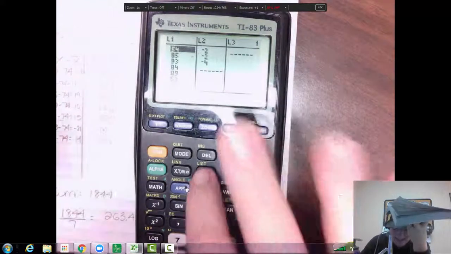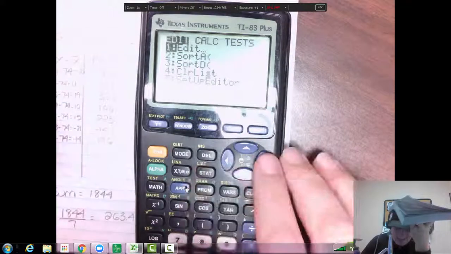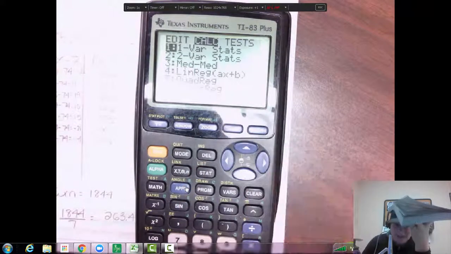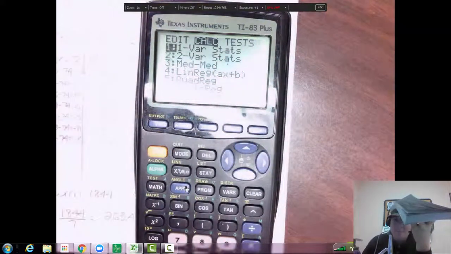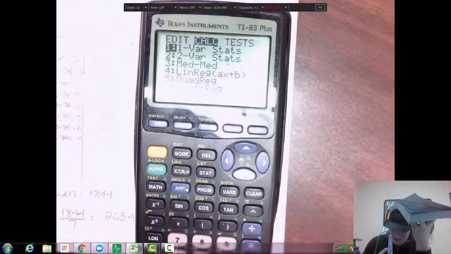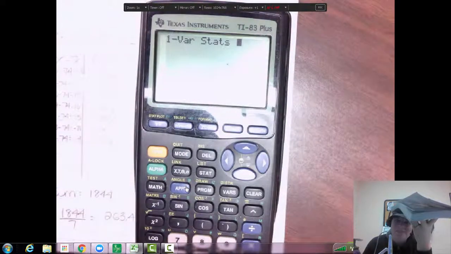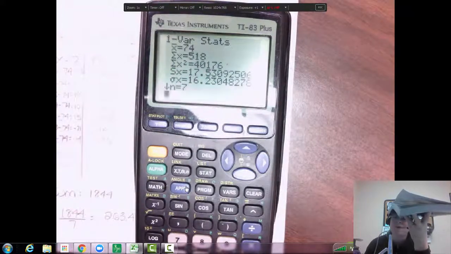Okay, so I put in all those numbers and I just hit enter on each number. Then I hit stat, enter to get to that list. I'm going to hit stat again and I'm going to use my arrow key to go over to calculate, and I'm going to use the one variable stats. We only have one variable, L1, and we want the statistics of it. So I'm going to hit enter, and then I have to hit enter again. It automatically uses list one. Therefore, if you do not put your data in list one, you won't get the right answer.